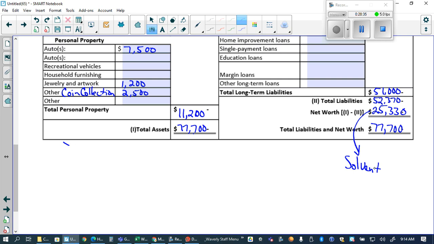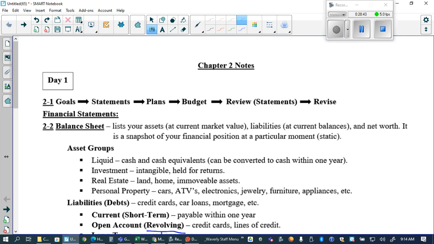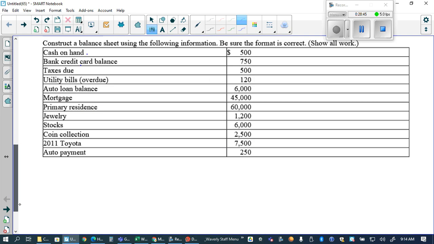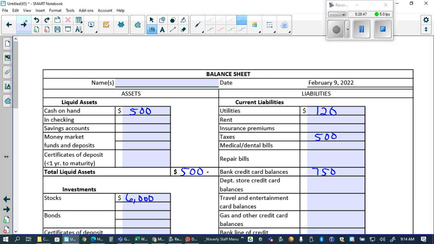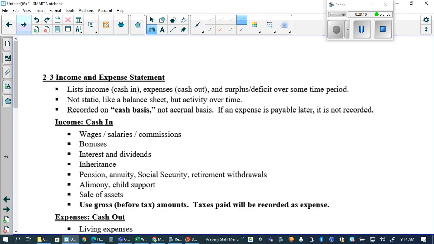All right, so you get a little better sense about how the balance sheet works now. Let me go back to where we were. So that was that. Now let's move on to the income and expense statement, where that auto loan payment should have gone. I don't have another example for this. That's okay. There is one in your exercise.